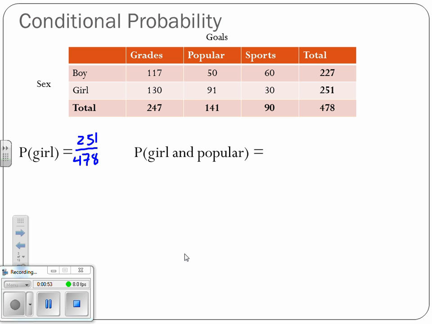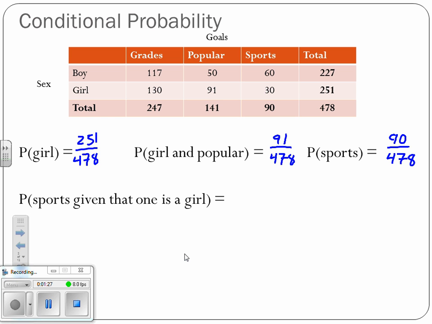The probability that we get a girl and their focus is popularity would be that overlap right there, 91 out of 478. The probability that someone's focus is just sports. Again, there's no stipulation. Is it a boy? Is it a girl? We don't care. We just want to say that there are 90 out of the 478 students that are focused on sports.